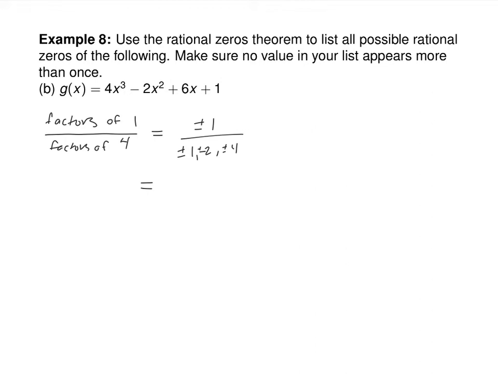So what that means is we have 1 over all those possible denominators: plus or minus 1, 1/2, and 1/4. I'm going to write it that way because I'm sick of writing plus or minus for every single little number.